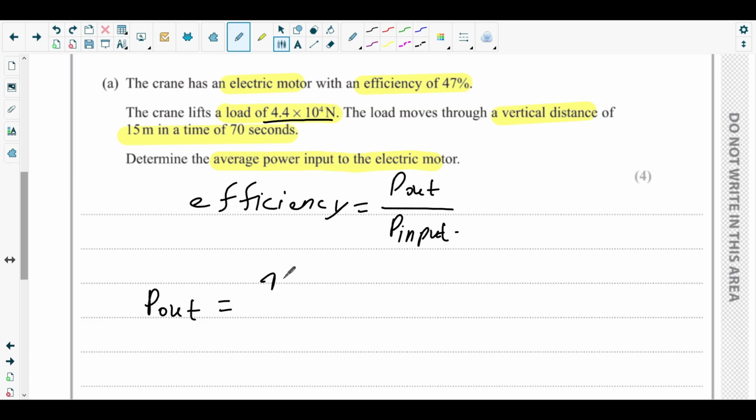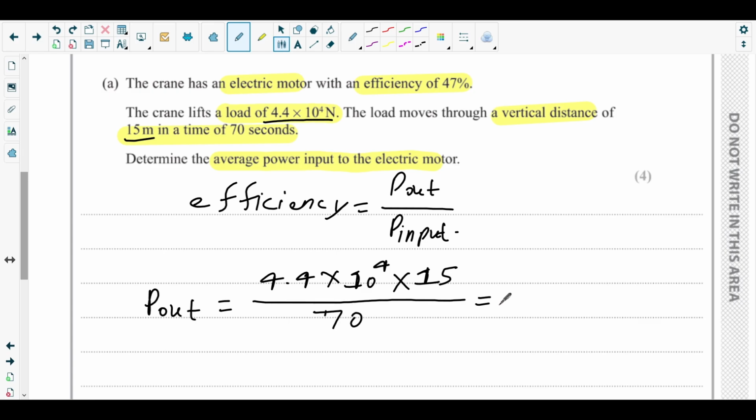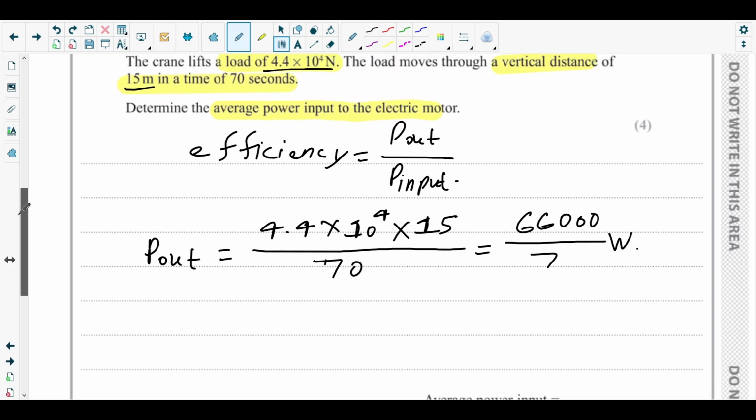So mg is 4.4 times 10 to the power 4 times h, which is 15 meter, over the time. Time is 70 seconds. So that would give you how much watt? The unit for power is watt. So 4.4 times 10 to the power 4 times 15 over 70 would give you 66,000 over 7 watt. So we got the power output.